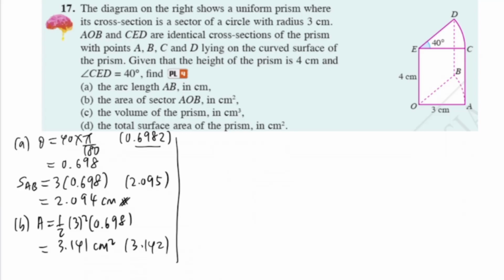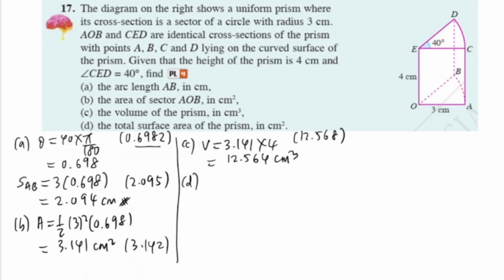Okay, next, volume. Volume of prism is just cross section times length. Okay, so if you use the textbook 3.141, your length is 4, you should get 12.564 cm cube. Or if you use the other one, my answer is 12.568. Yeah, depending on whether you're using 3.141 or 3.142 from part B.